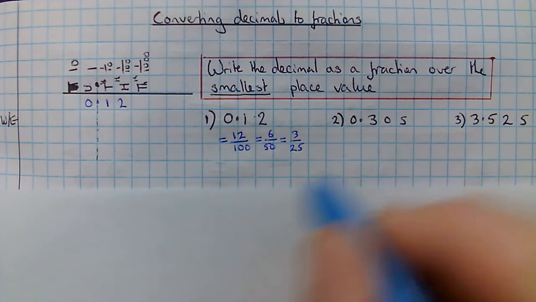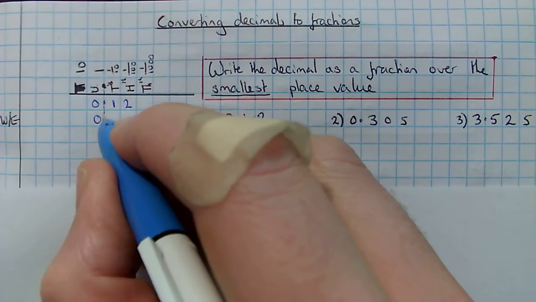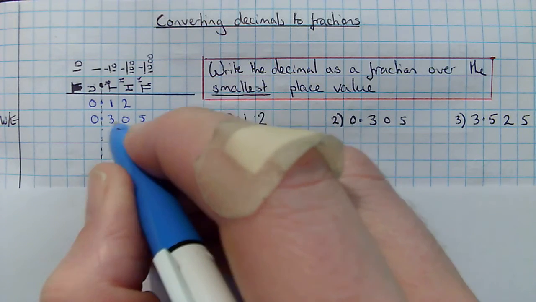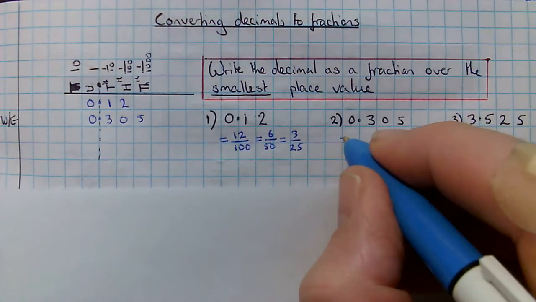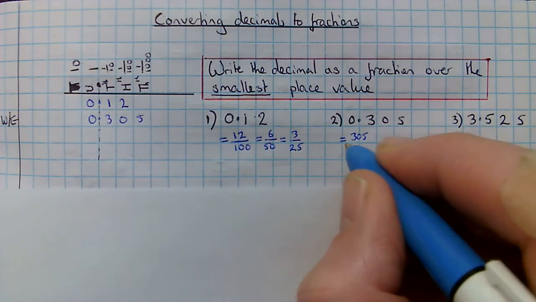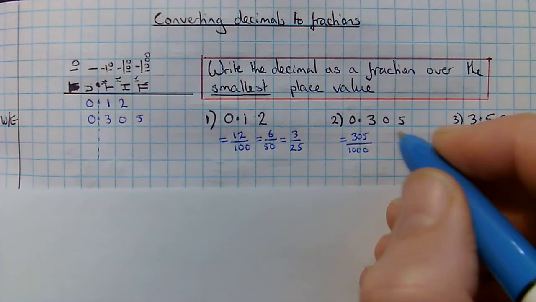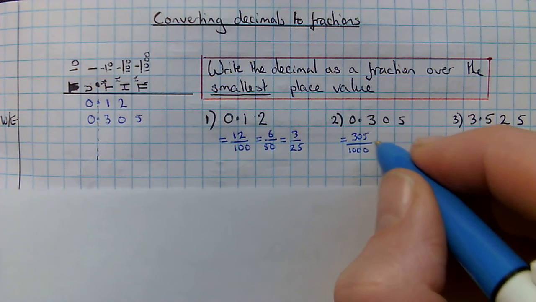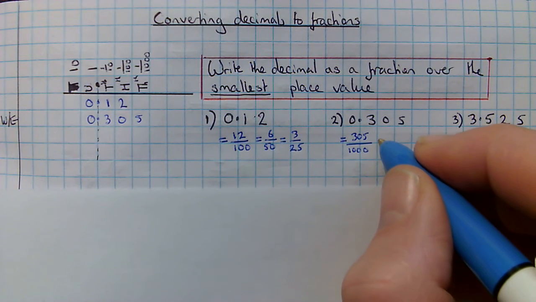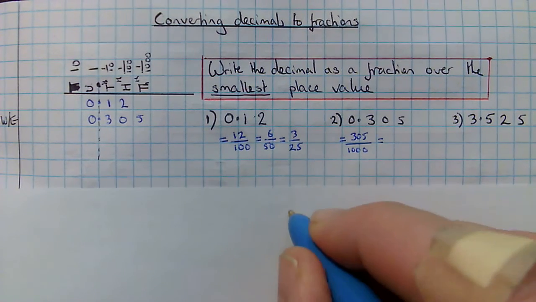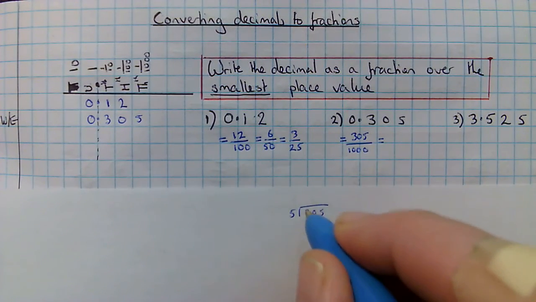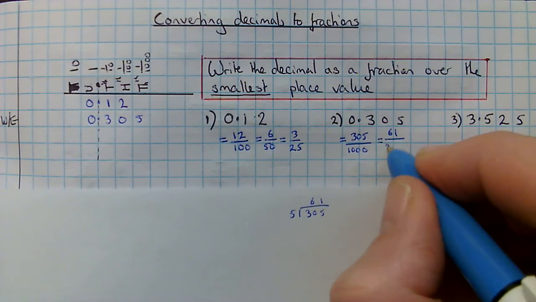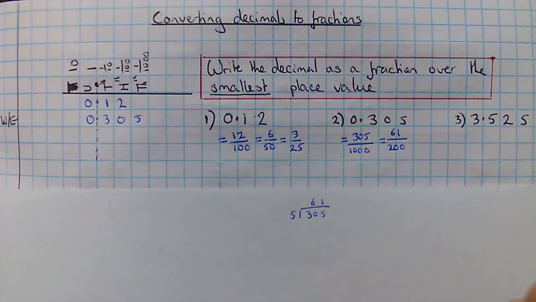Okay, let's look at the next one, 0.305. Again, writing it on my place value table. The smallest place value is my thousandths. So here, I've got 305 over 1,000. Now, 305 ends in a 5, so I know it must be divisible by 5. 1,000 ends in a 0, so it must also be divisible by 5. 5 into 305, well, 5 into 30 goes 6 times, 5 into 5 goes once. So it's going to be 61 over 200. I can't simplify that any further.